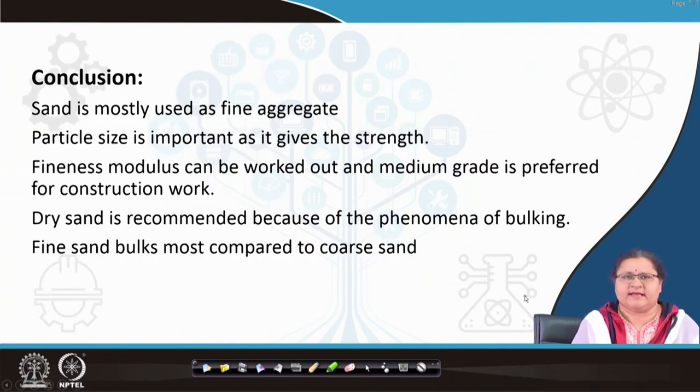So, we can conclude saying that sand is the mostly used fine aggregate, though we also use other items as fine aggregates. Particle size is important as they give strength. Particle size is important as very fine sand also coats cement and does not allow cement in the binding process. Fineness modulus can be worked out, and medium grade sand is preferred for construction work. Yes, coarse grain and fine grain have their particular uses.